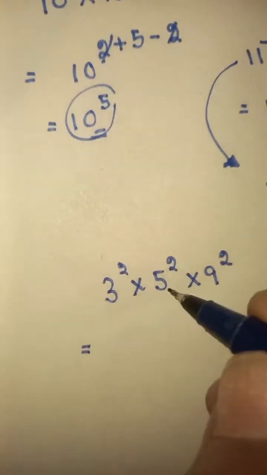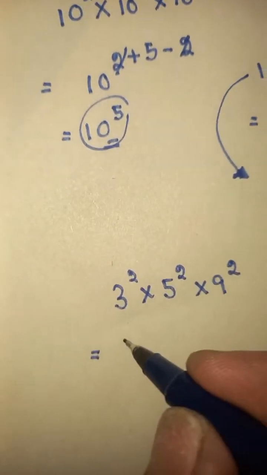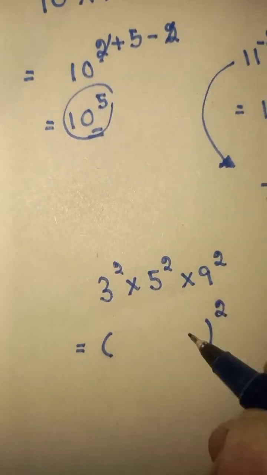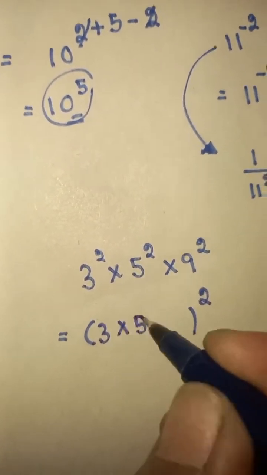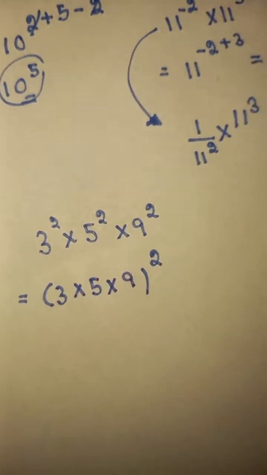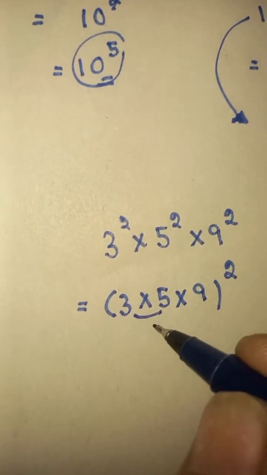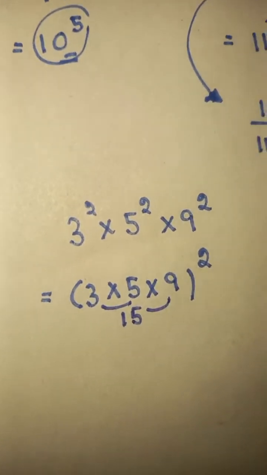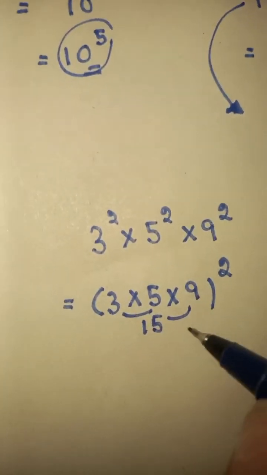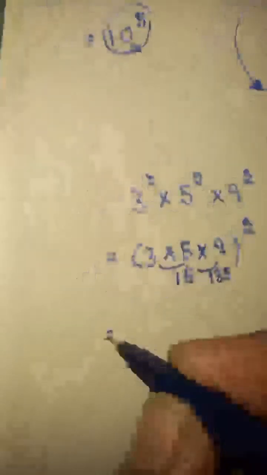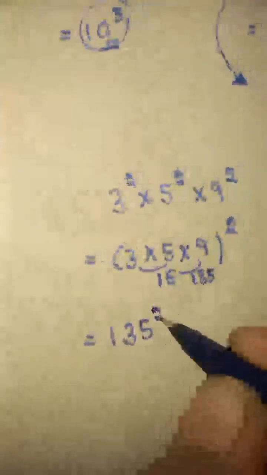When you have like that, take all the powers as common. When you take square as common, multiply the inside terms: 3 times 5 times 9. 3 times 5 becomes 15, and 15 times 9 is equal to 135. So this is completely equal to 135 square.